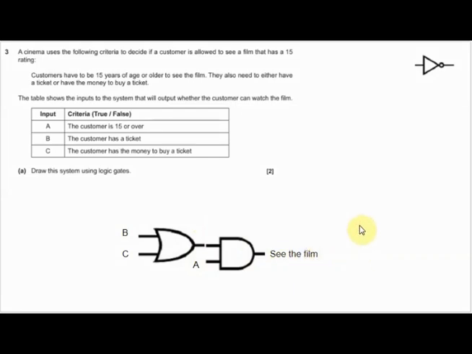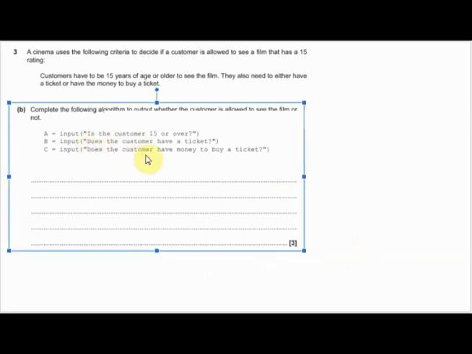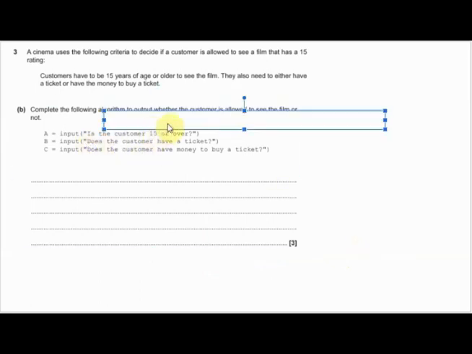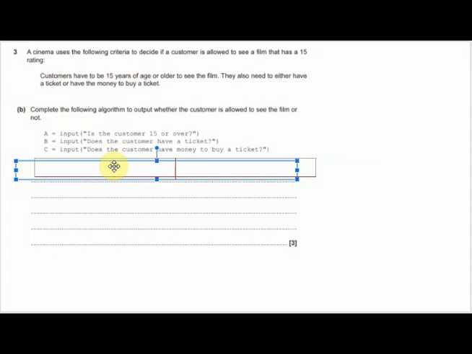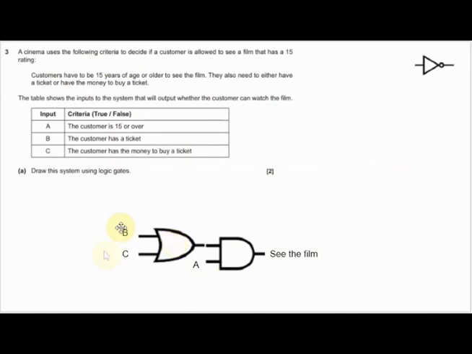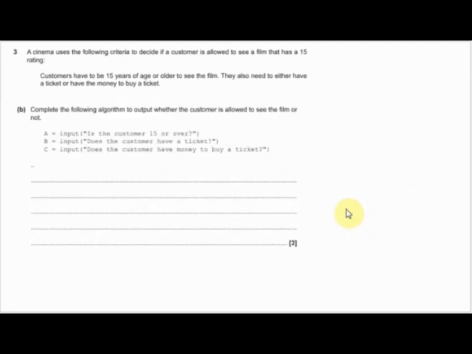Right, let's have a look at the next question. Now, because I was actually running out of space a little bit, I have re-put the question here, the information page here. So it says complete the following algorithm to output whether the customer is allowed to see the film or not. So this is really important. We've got to understand that we can turn these logic gates into quite a simple algorithm.